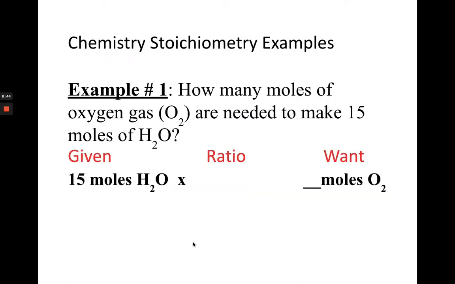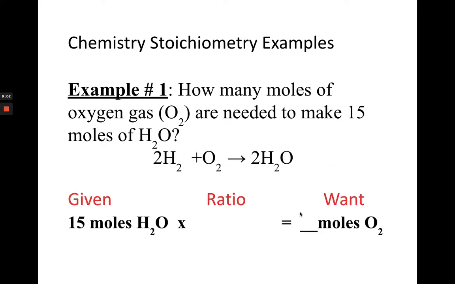So let's try an example, one that involves a chemical equation. It says, how many moles of oxygen gas are needed to make 15 moles of H2O? Now, you can see from the problem, we have 15 moles of H2O, and we want to find how many moles of oxygen. Now, one thing we're missing here is we need the recipe. Here's the recipe for making water. We need to have hydrogen and oxygen to give us water. Here is the ratio, 2 to 1 to 2.